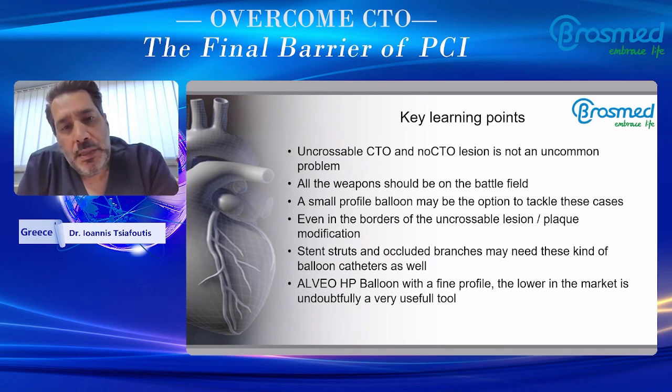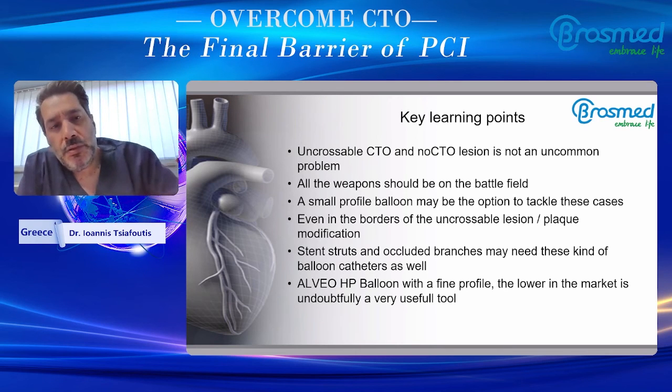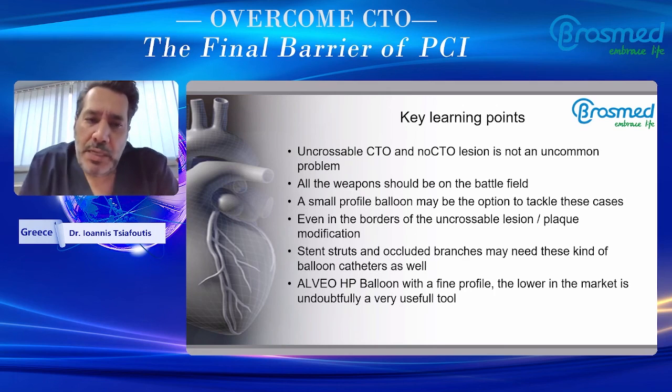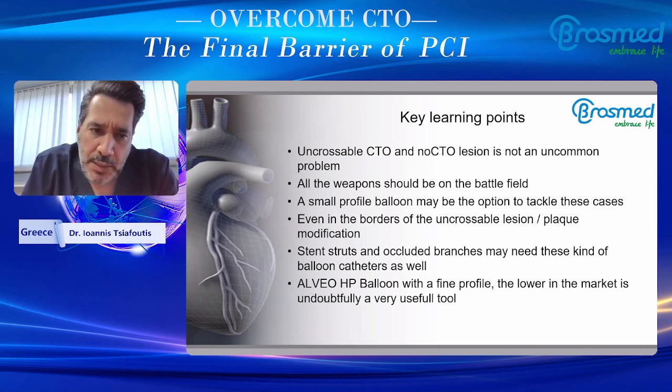We can cross also through stent struts and occluded branches, and we may need this kind of balloon as well. And always a balloon with a fine profile and a high burst rate, the lowest profile on the market, is undoubtedly a very useful tool.